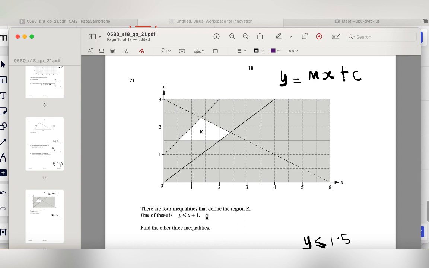Out of the 4 equations, they give you 1, and they want us to find 3. So c is where the line touches the y-axis. This one, c is 0, because it touches the y-axis at 0. This one, the c is 3, it's this broken line touching the y-axis at 3. Since it's a slant line, we must find the gradient. So let's find the gradient of this line.